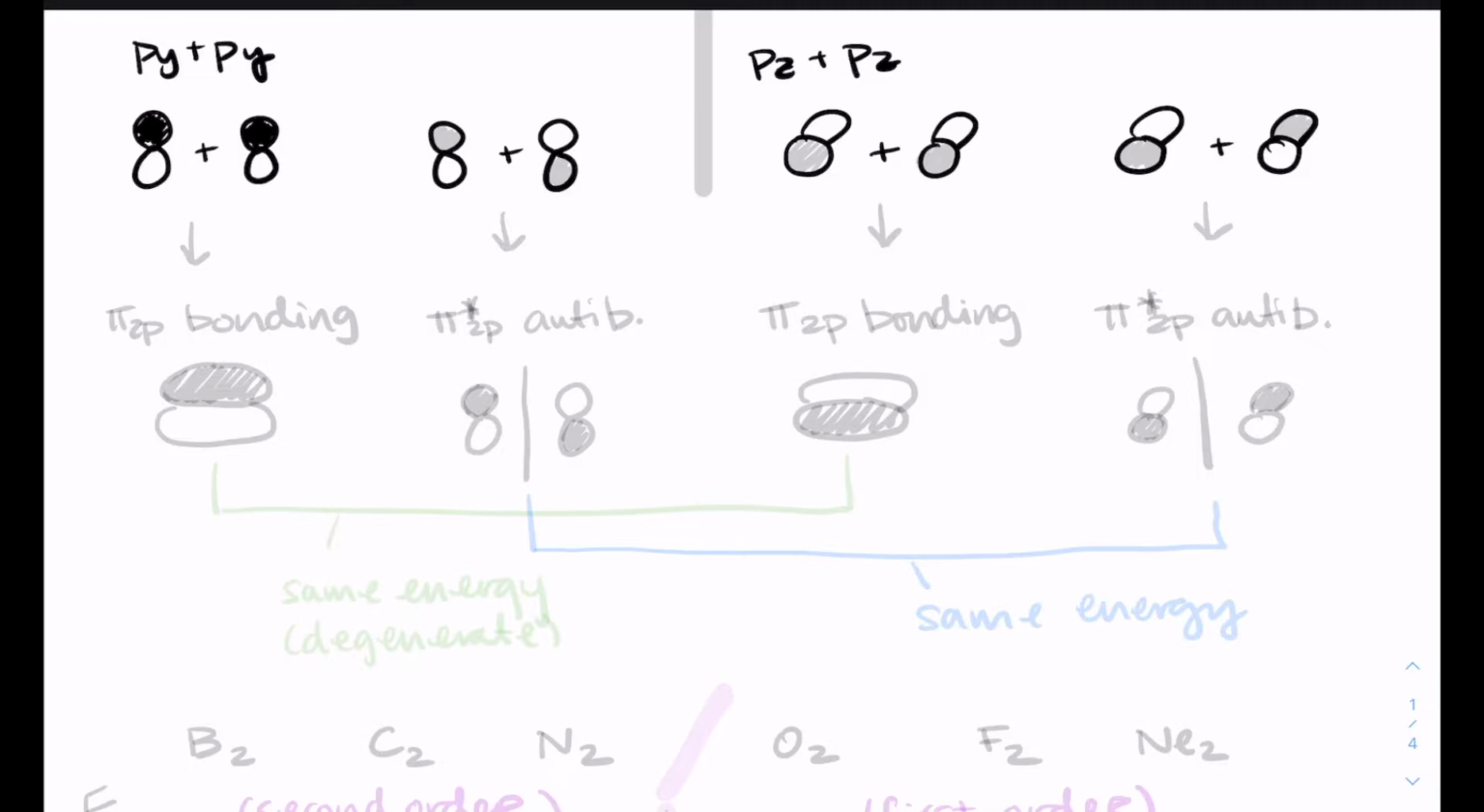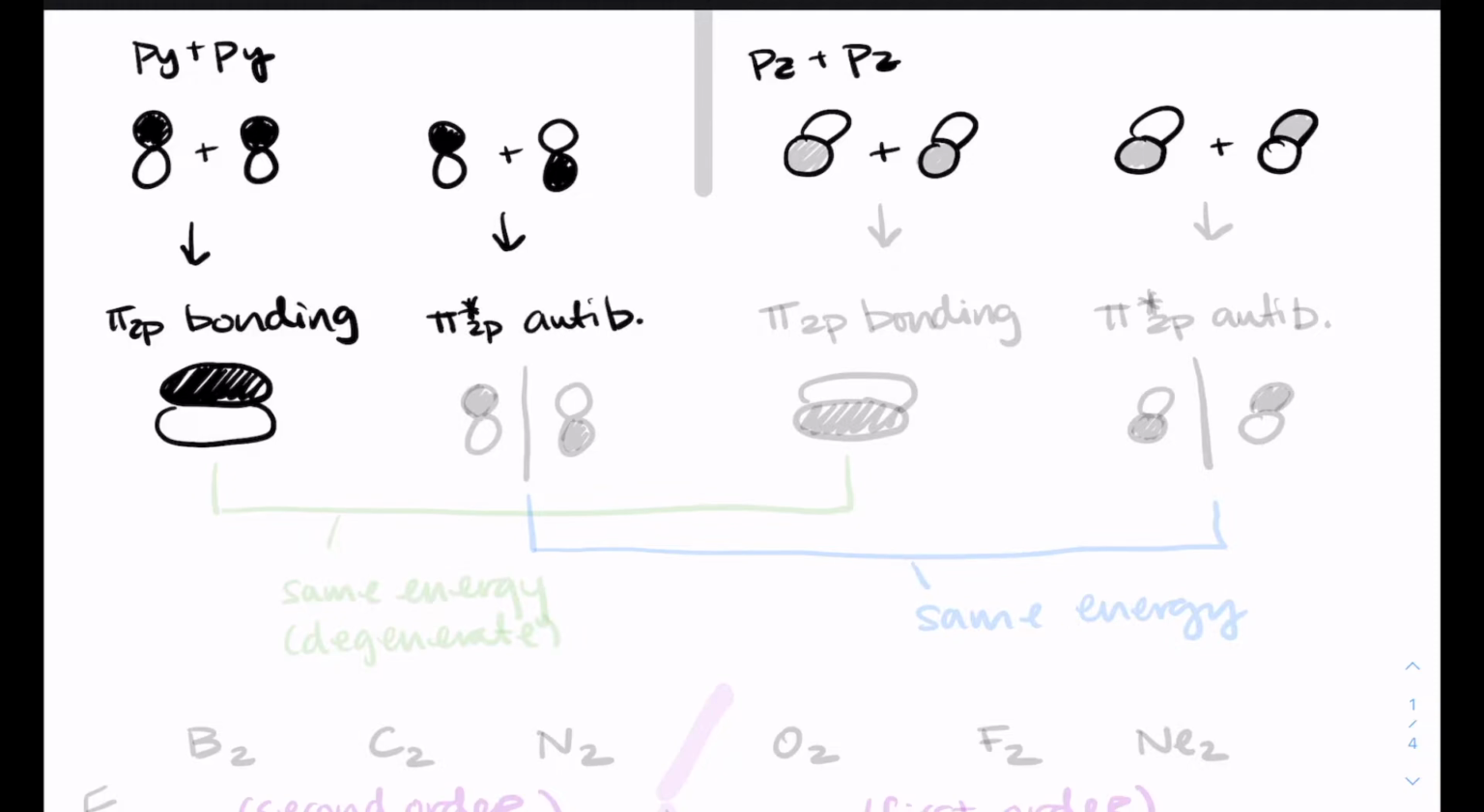The destructive interference version is still side by side, so it's still pi. It is a pi star 2p anti-bonding molecular orbital. So with destructive interference, I get a node and nothing overlaps or combines.